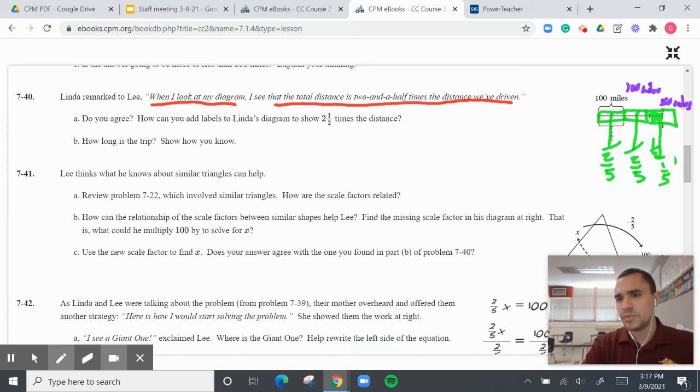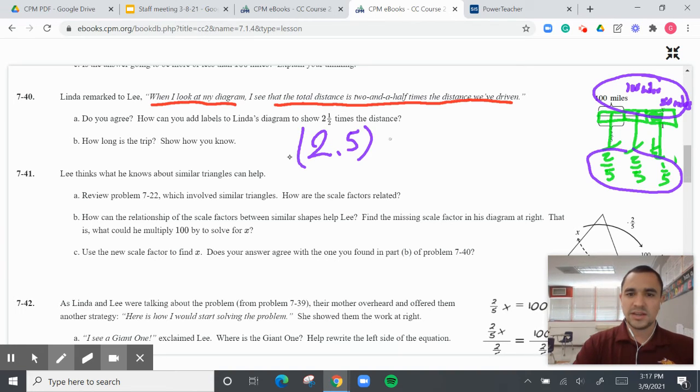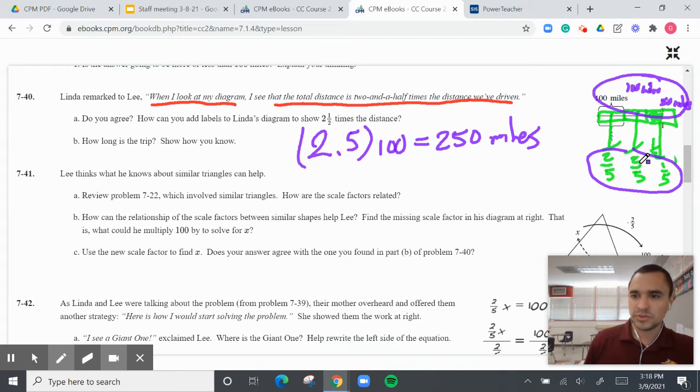You can do it this way. I mean, there's no wrong way as long as you're accurate in terms of what you're saying. So that's pretty much it. So how long is the trip? How do you know? 2.5 times 100, and that should be 250 miles, because we're doing 2.5 times 100.